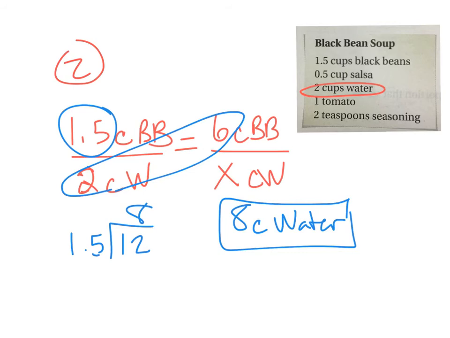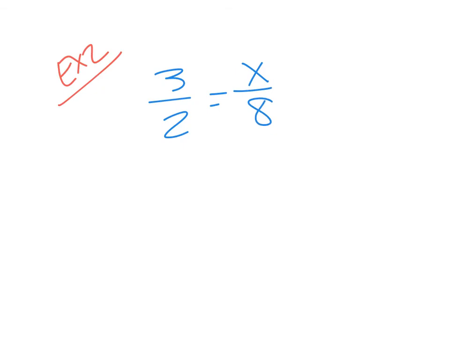All right. Example 2. Grab your journals again. So now we're going to deal with just proportions. We have no labeling, just the numbers. So this should go quick now that y'all know how to do it. It says solve 3 over 2 equals x over 8.